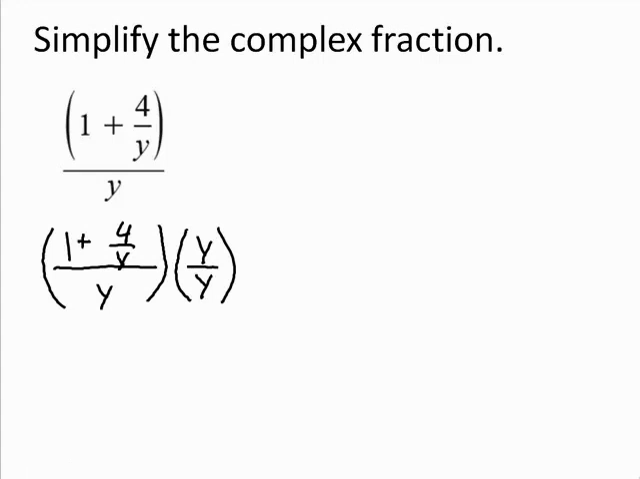Multiply the numerators and denominators. Y times the quantity 1 plus 4 divided by y, squared. Distribute the y to the 1 plus 4 divided by y. The simplified expression is 4 plus y divided by y squared.